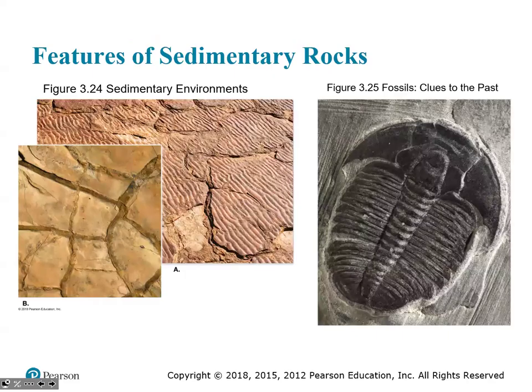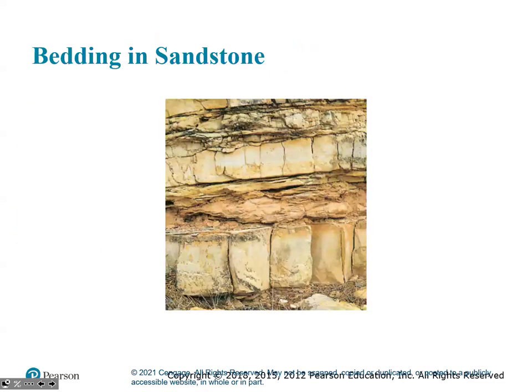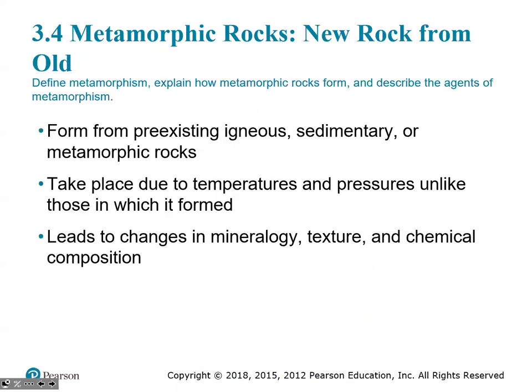So here are some features. Here are some examples of things from the environment. You can have ripple marks. You can have these things. You can have fossils as well that are clues to the past. Here's an example of bedding in sandstone. You can see the various layers. Some are thicker than others. That tells you things about how much sediment was being deposited.